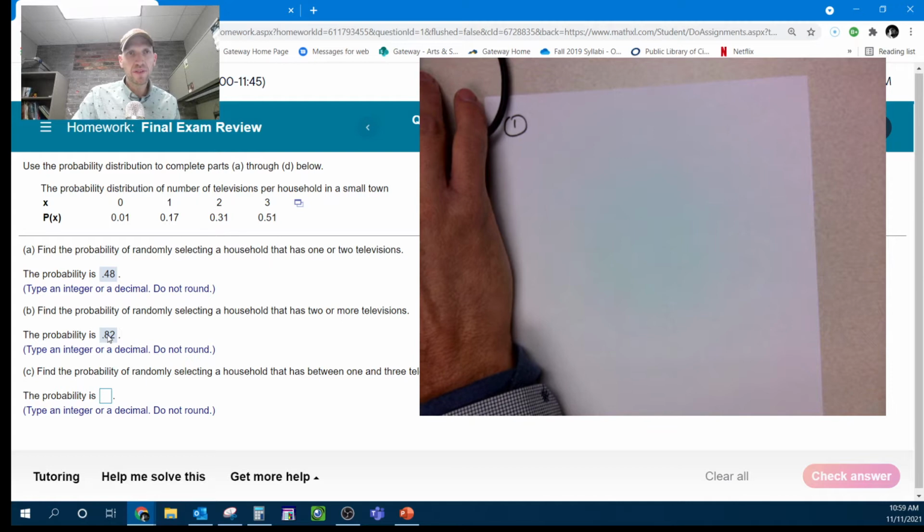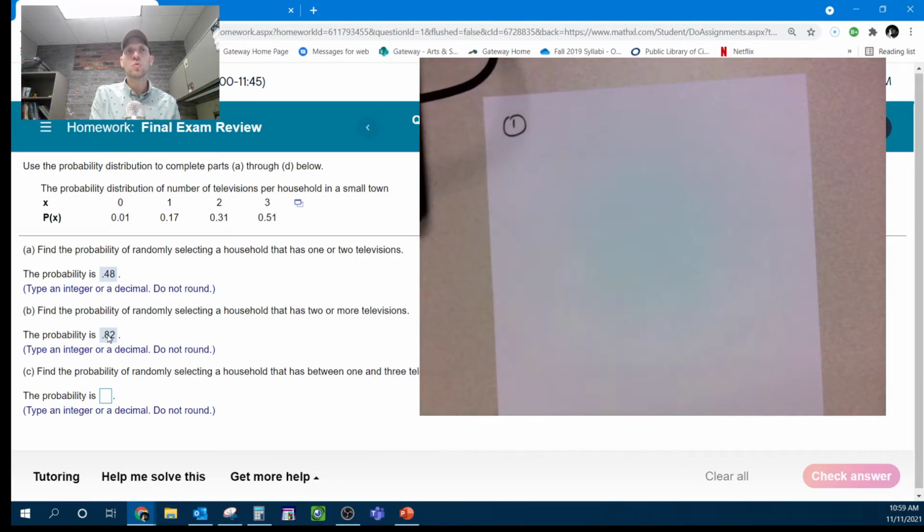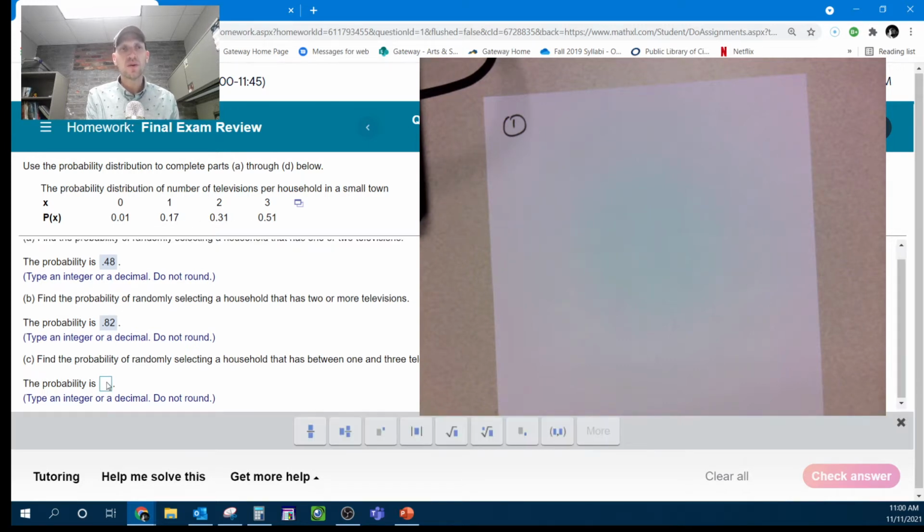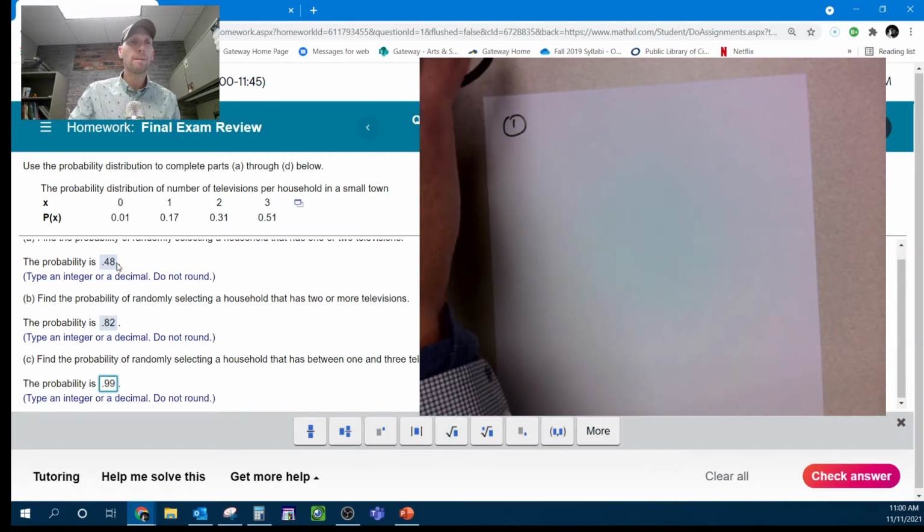Probability of it being between 1 and 3 inclusive. So it includes 1 and 3. So the only one left out is that 0.01. That's the only one left out. So these three should add up to 0.99, because all four of these add up to 1 or 100%. So if 0 and 0.01 is the only one left out, then you know that the rest of them must be 0.99.